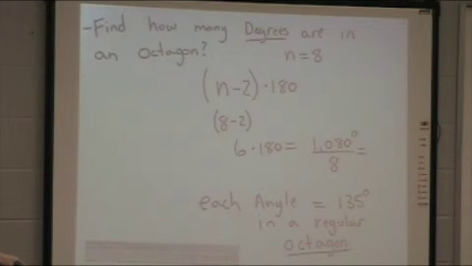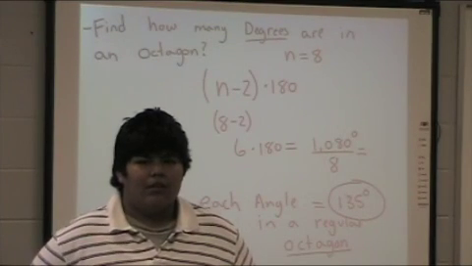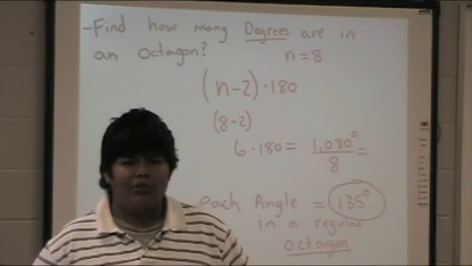It's an octagon. So let's review what we did. We used the formula, plugged in our number of sides, and this told us there was 1,080 degrees in an octagon. Then we divided by the number of angles, and that told us there were 135 degrees in a regular octagon, if every angle was the same. Today we learned about polygons. En este día aprendimos de polígonos.